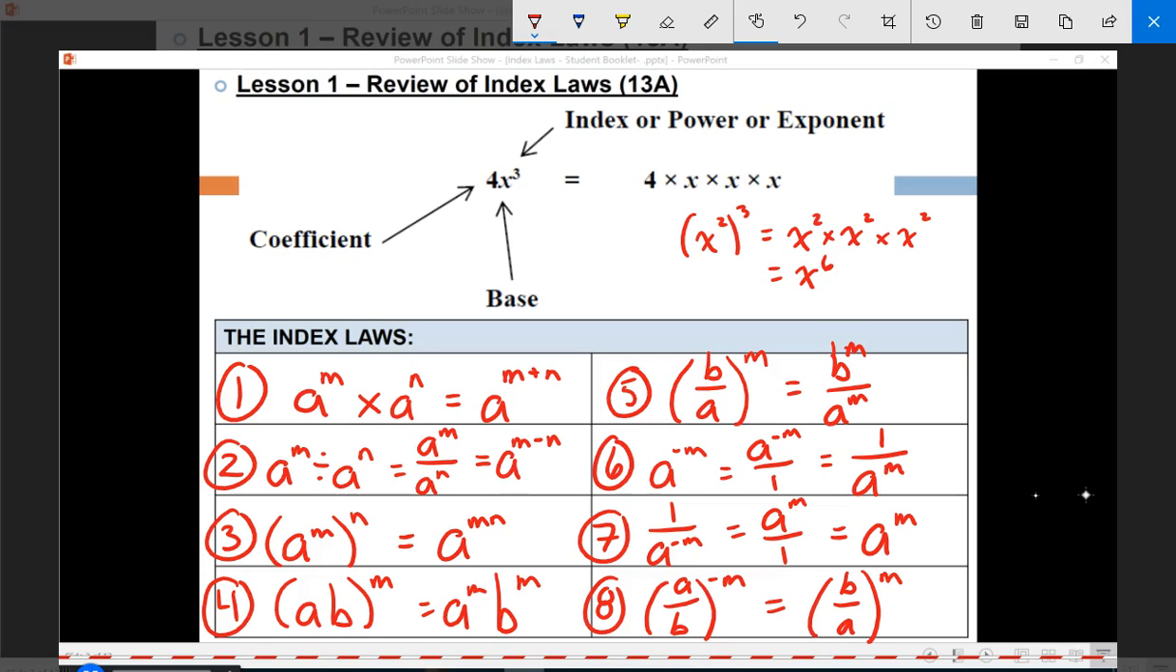Yes, Luca? We'll do that tomorrow. That's a rational index. Yeah, guys, we're doing rational indexes tomorrow.